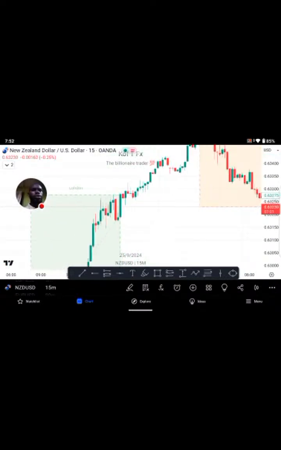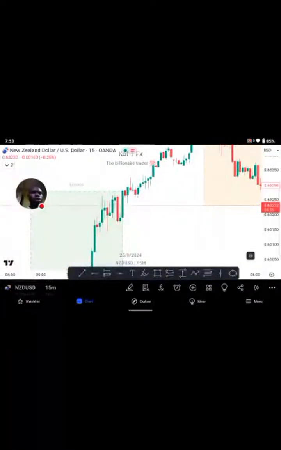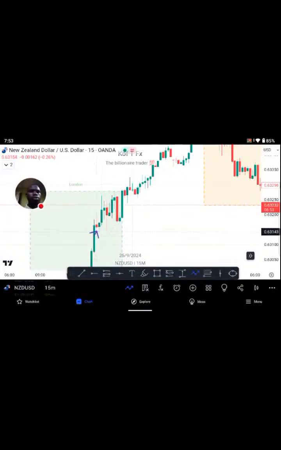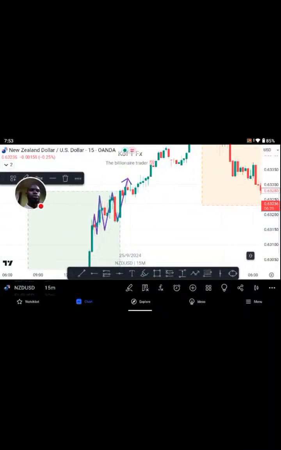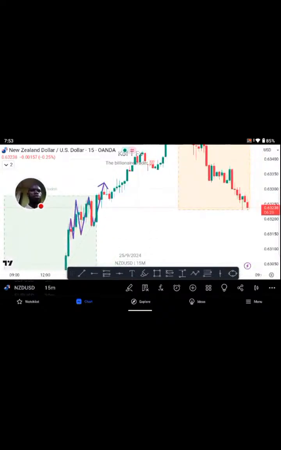Coming here, what can we see? We have this, then we have a pullback, then we have this break of structure, we have another pullback to this area, then we have another break of structure, then a pullback again. So this did not follow what we are actually looking out for. So there is no setup here.